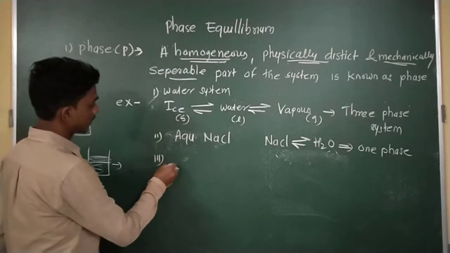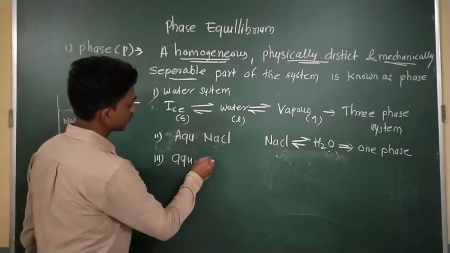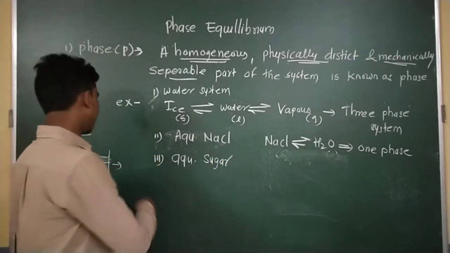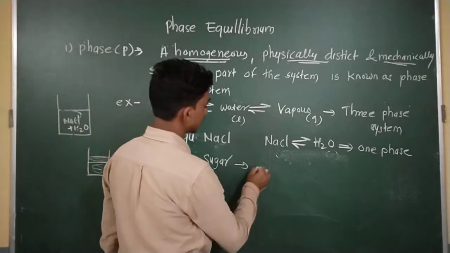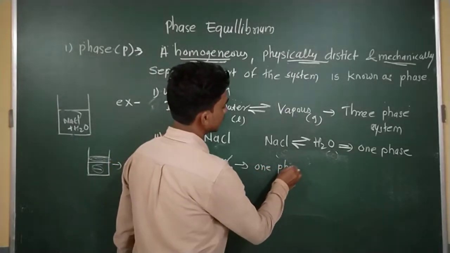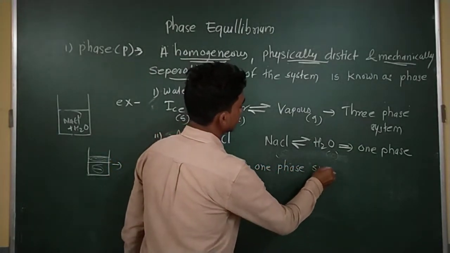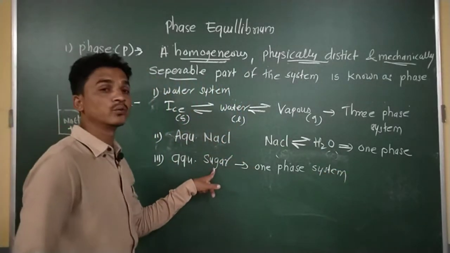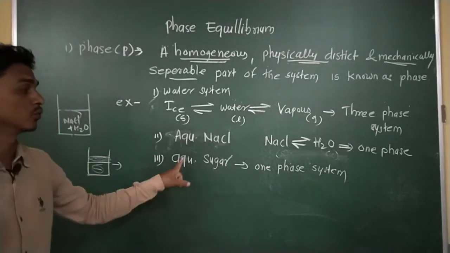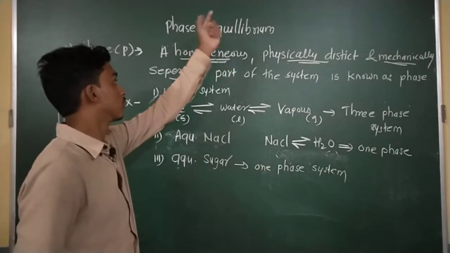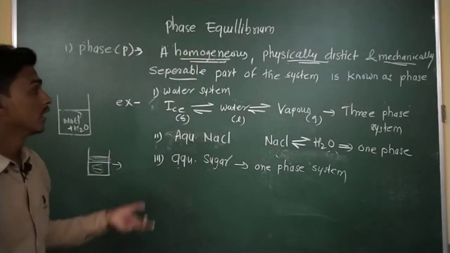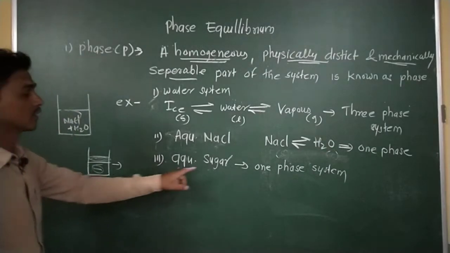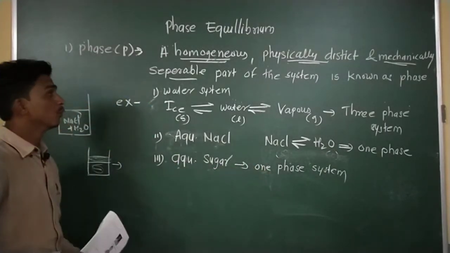Another example I am writing here: aqueous solution of sugar. This is also a one phase system, that means the sugar molecules are completely mixed with water molecules. So the solution formed is a homogeneous solution, not physically distinct. So we can say this is the one phase system.